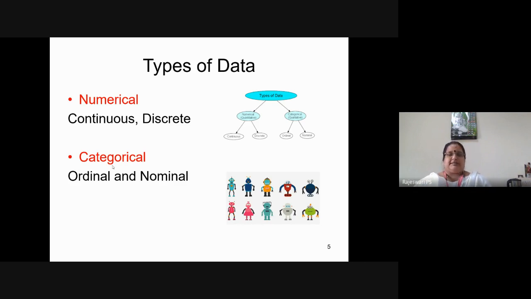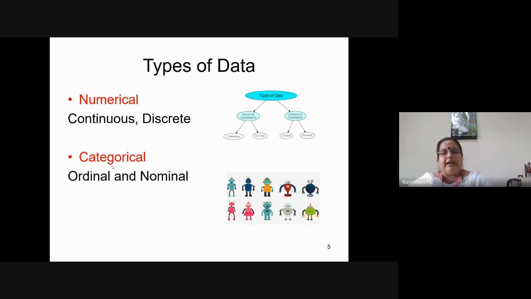So you remember this. Under numerical data, it is again divided into two: one is continuous, the other one is discrete. In qualitative data, it is divided into two: one is ordinal, the other one is nominal. Okay, so this belongs to types of data. Now I can go one by one.